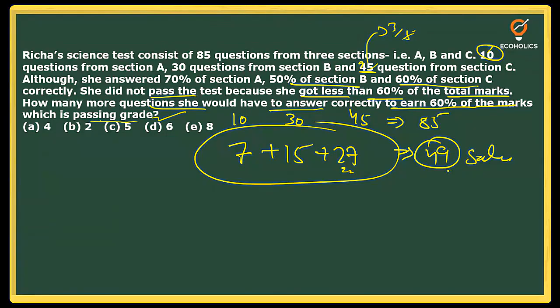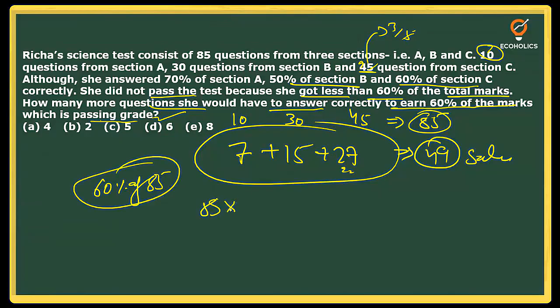So how many more questions? Just do one thing: what will be 60% of 85? Find out that. So 85 into 3 by 5. 5 will cancel this how many times? 17 times. 17 into 3 is 51. So how many more questions does she need to answer? Obviously 2 more questions.